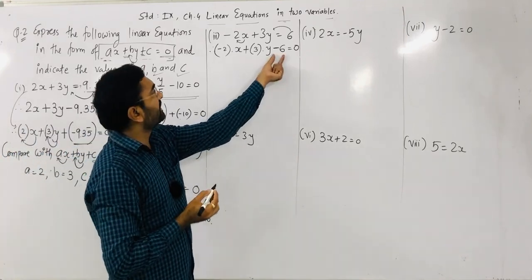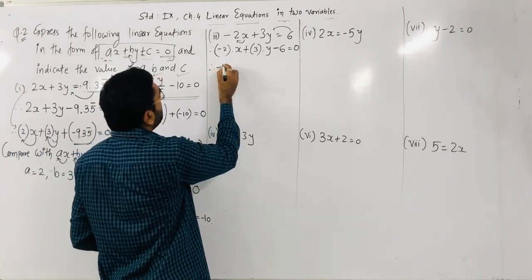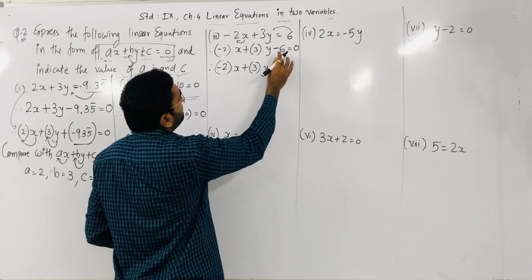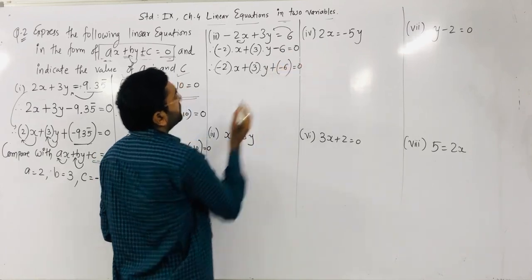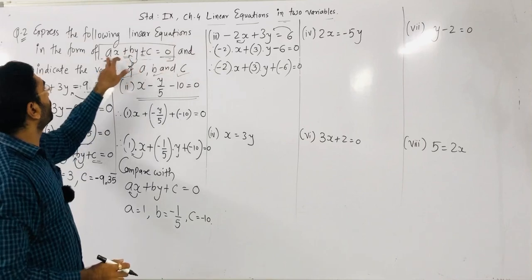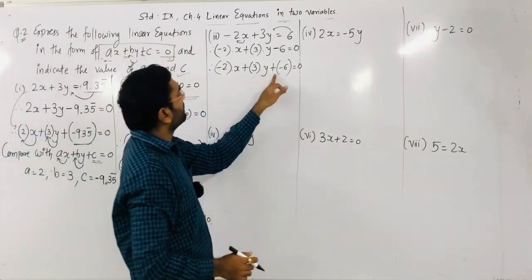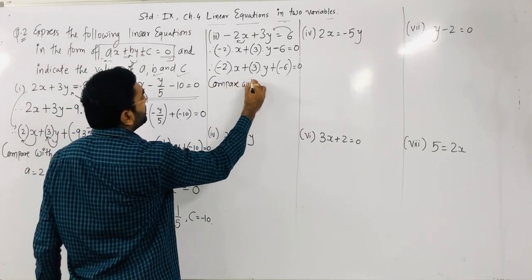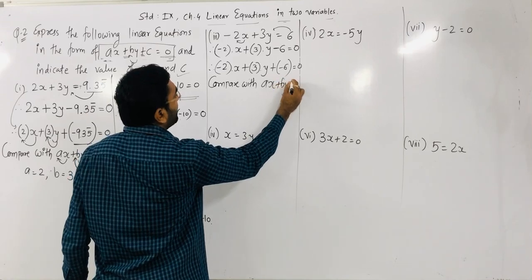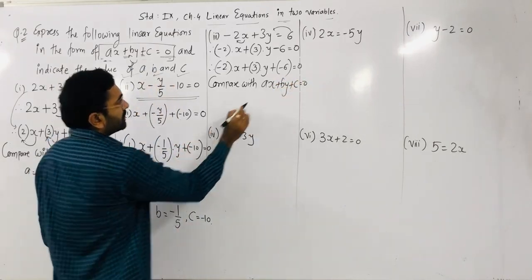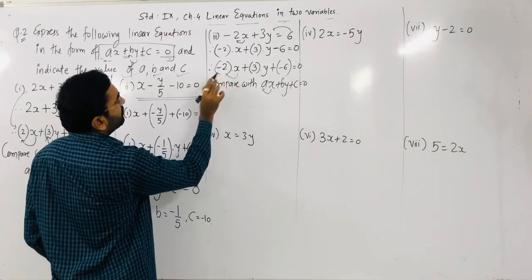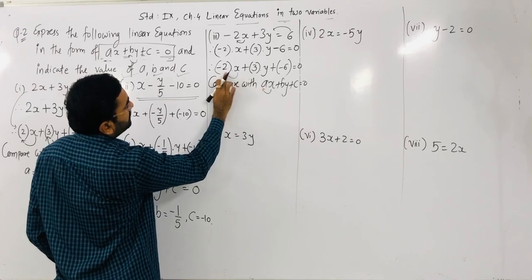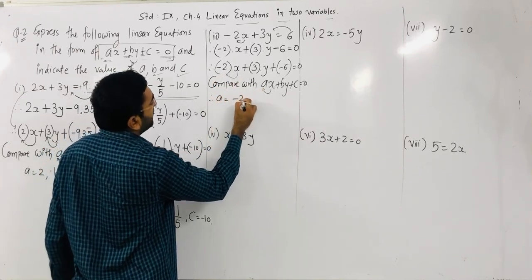Okay. Now minus 6 I can rewrite as plus into minus 6. So that equation is minus 2 into x plus 3 into y and plus minus 6 is equal to 0. So the given equation we reform in that form ax plus by plus c is equal to 0. Now we have to compare with the general form, ax plus by plus c is equal to 0. So x coefficient is a. Here x coefficient is minus 2. So whatever the x multiple is, this is called a. A is equal to minus 2.